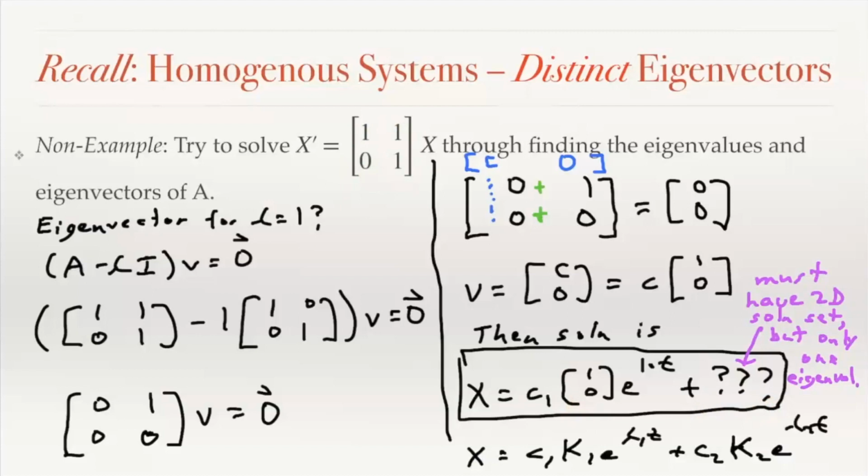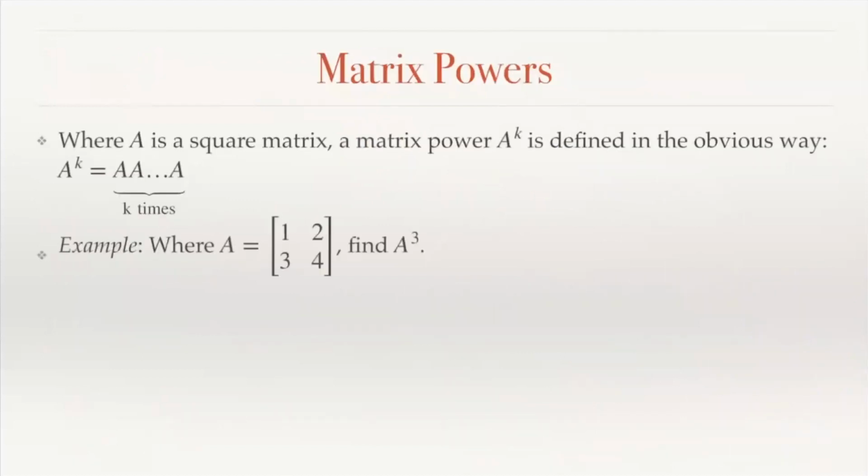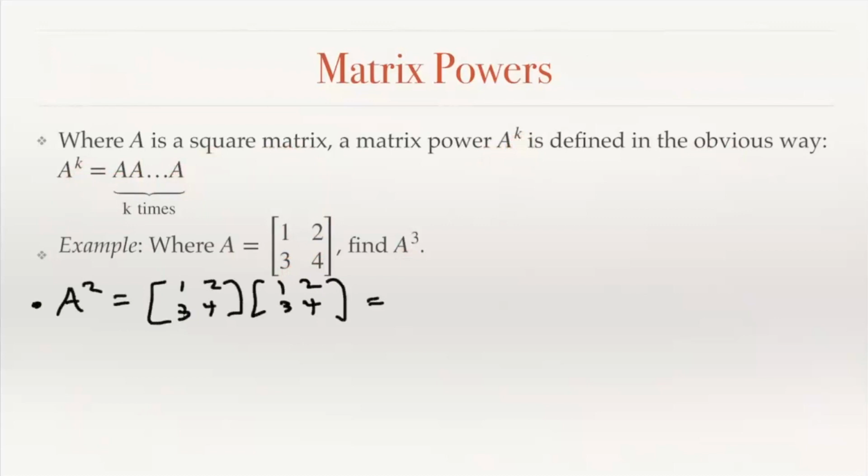If this is the case, where you wind up with fewer eigenvalues than there are equations, then what you'll typically need to do is what the topic of this section is. And before we get to that method, we need to introduce matrix powers. Where A is a square matrix, a matrix power A to the k is defined in the obvious way. A to the k means A multiplied by itself k times. So for example, where A is 1, 2, 3, 4, find A cubed. First, we would find A squared. A squared means A times A. So we multiply this matrix by itself.